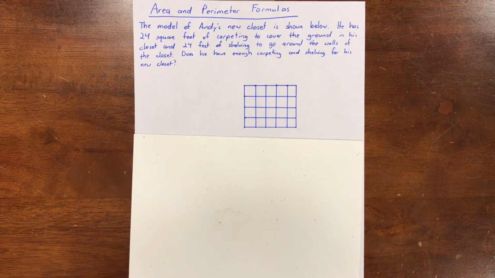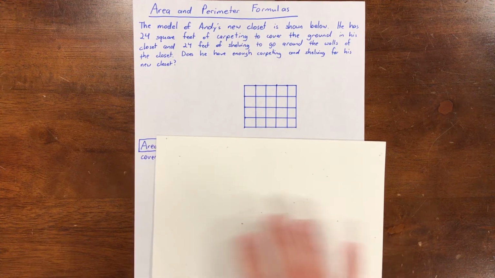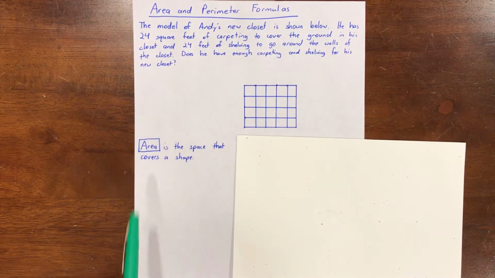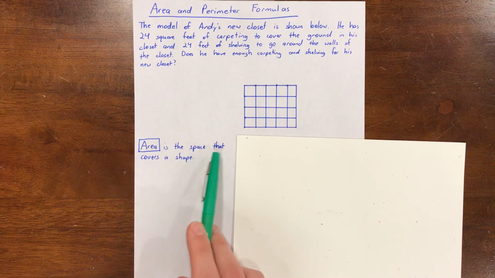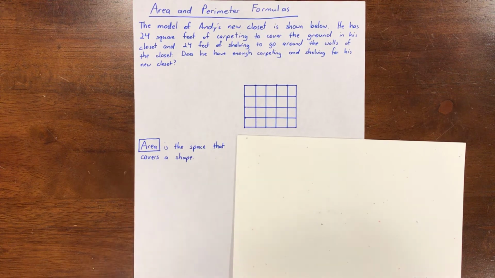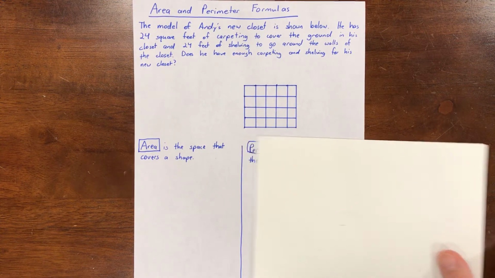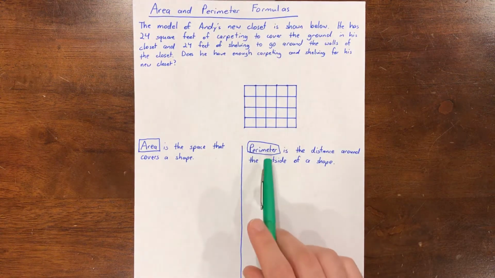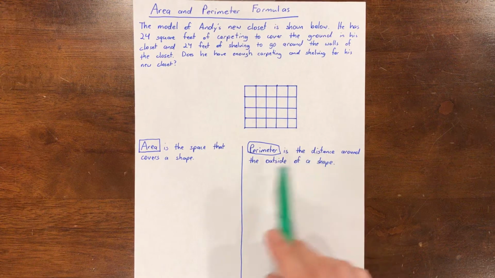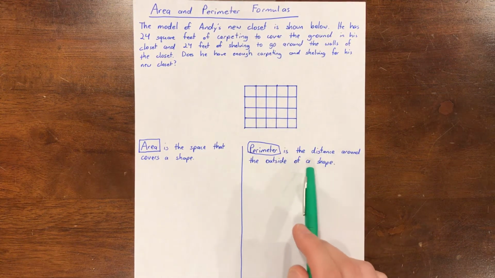So to start, I want to make sure we remember what area and perimeter mean. What is area? Say it out loud. Okay, go ahead and read this with me. Area is the space that covers a shape. All right. What's perimeter? Say that out loud. Okay, go ahead and read this with me. Perimeter is the distance around the outside of a shape.